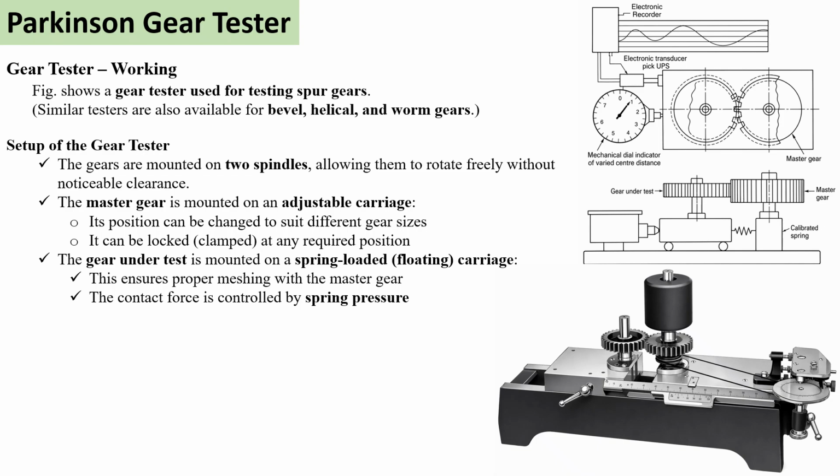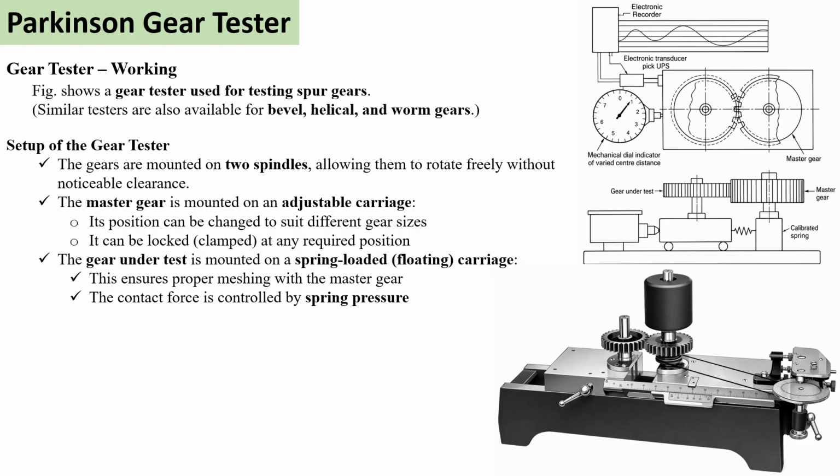The gears are mounted on two spindles, allowing them to rotate freely without noticeable clearance. The master gear is mounted on an adjustable carriage, so that its position can be changed to suit different gear sizes. It can be locked at any required position. The master gear is in a fixed position, but it is mounted on the adjustable carriage so that if the size of the gear varies, we can adjust the position of the master gear.